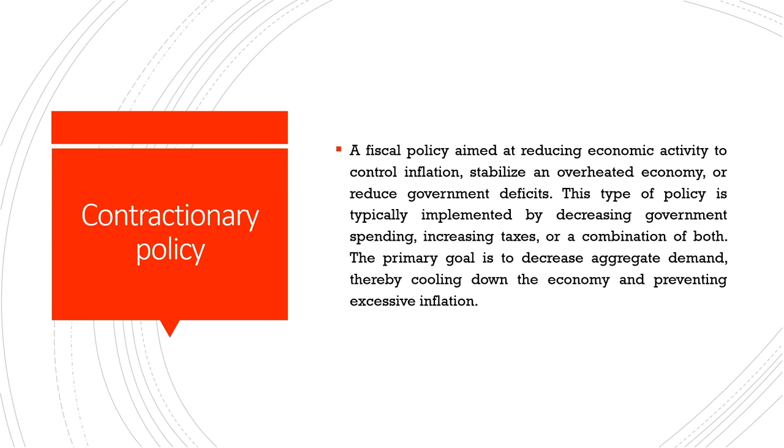So, a fiscal policy which is aimed at reducing economic activity to control inflation, stabilize an overheated economy, or reduce government deficits is a contractionary policy. This type of policy is typically implemented by decreasing government spending, increasing taxes, or a combination of both. And the primary goal is to decrease aggregate demand, so cool down the economy and prevent excessive inflation.